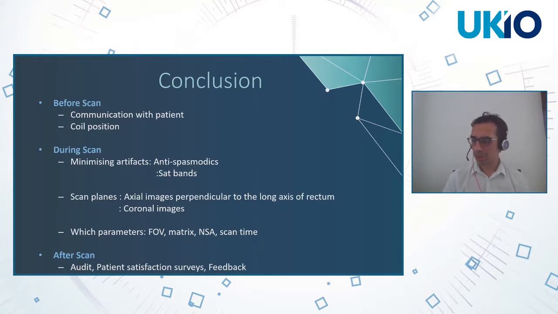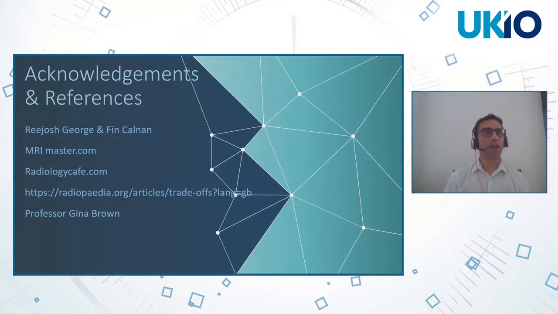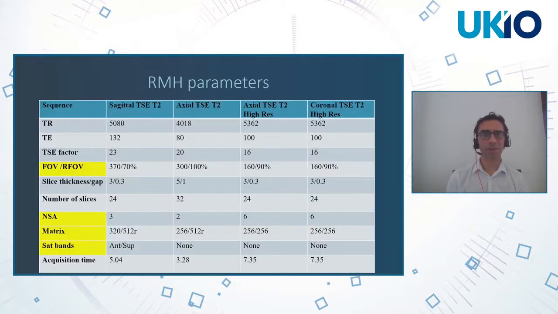So I'd like to acknowledge Rejosh George and Finbar Kalnan, who are the MRI radiographers at Northwick Park Hospital. Rejosh runs a website called mrimaster.com, which talks in great depth about technique, not just in rectal cancer protocols, but all of body imaging. Radiology Cafe has a very good section on MRI physics, and Radiopaedia has an article on trade-offs. And here is the Royal Marsden protocol that I mentioned earlier.